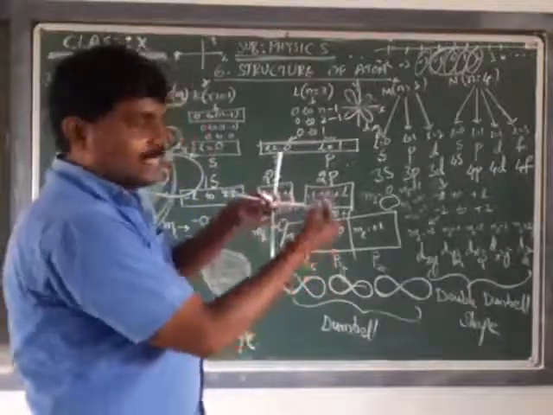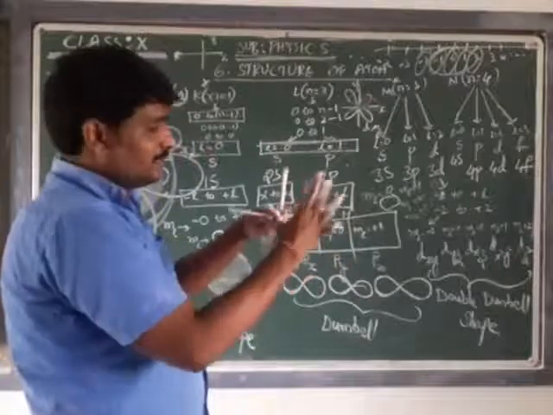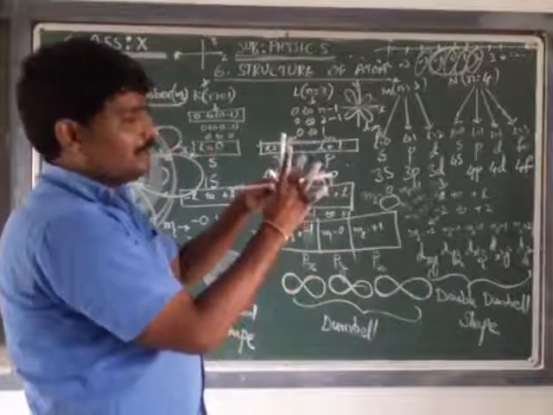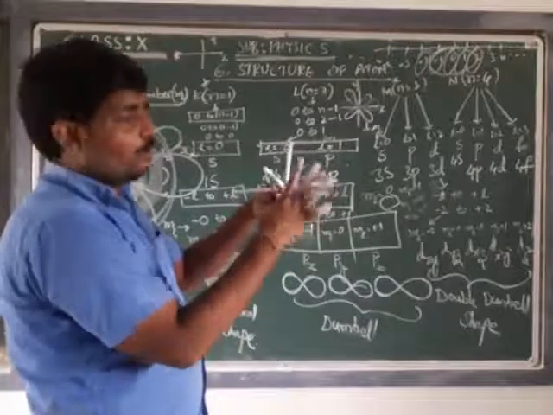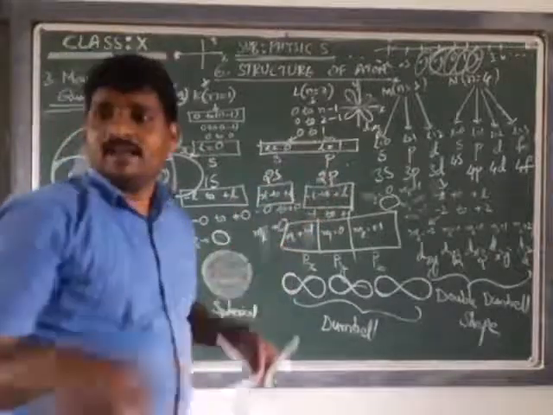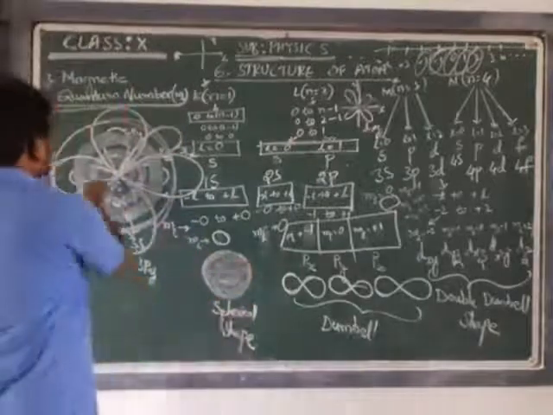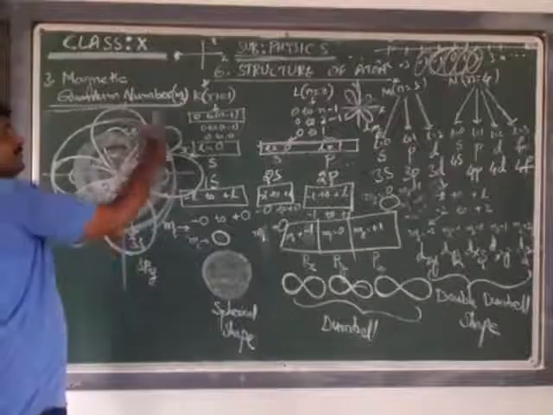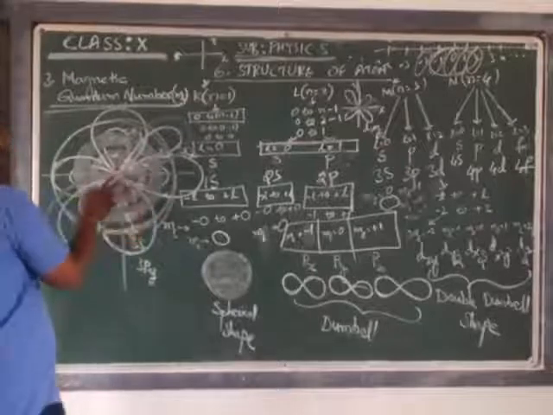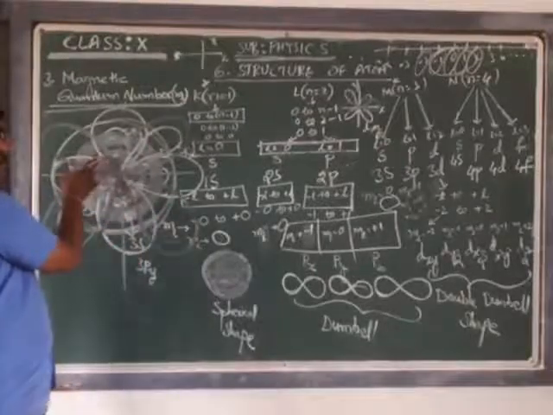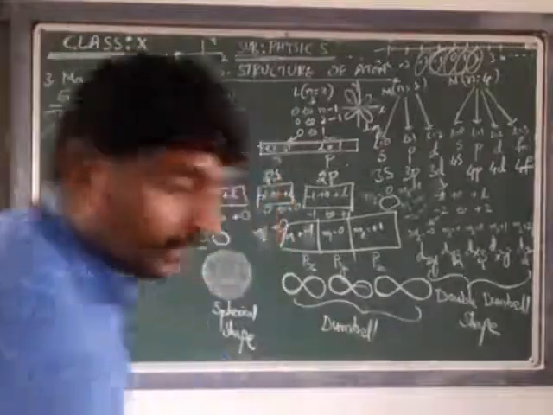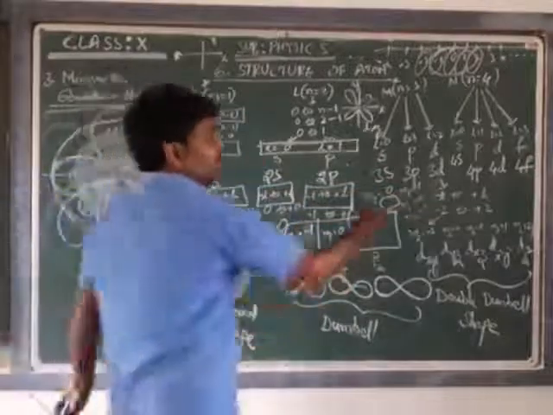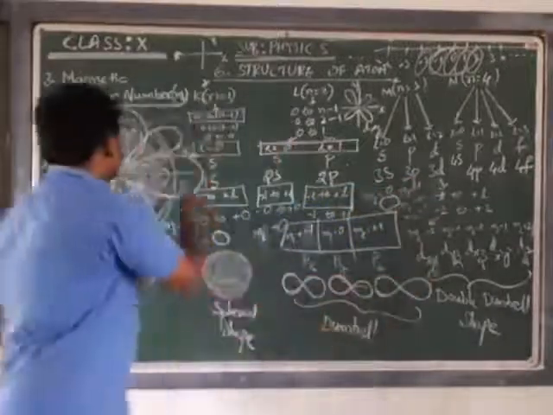This is x axis, this is y axis. Two dumbbells: one dumbbell is here between x and y, one dumbbell is here between x and y. That is dxy. Whenever I want to draw, this is x axis and y axis, and between these two there will be one dumbbell. That is 3D xy.